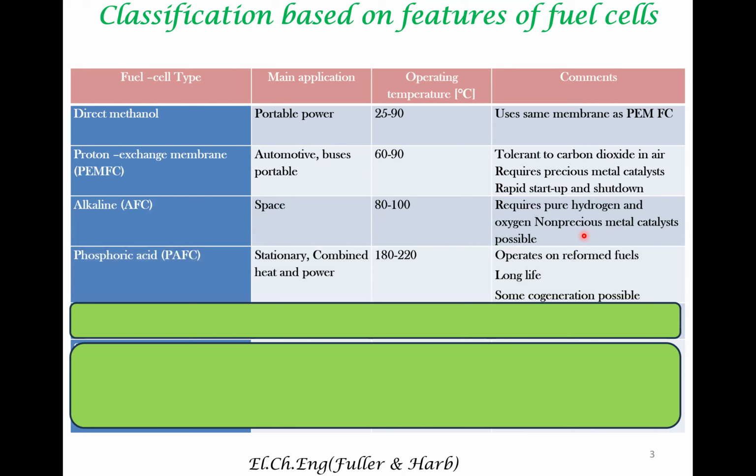Phosphoric acid fuel cell has an interesting temperature range. This is not too high, as you would see in a solid oxide fuel cell. It is also not too low. So one way to increase the kinetics is having high temperature. This has been considered for stationary electrical power generation. It typically operates on reformed fuel. It may have long life.